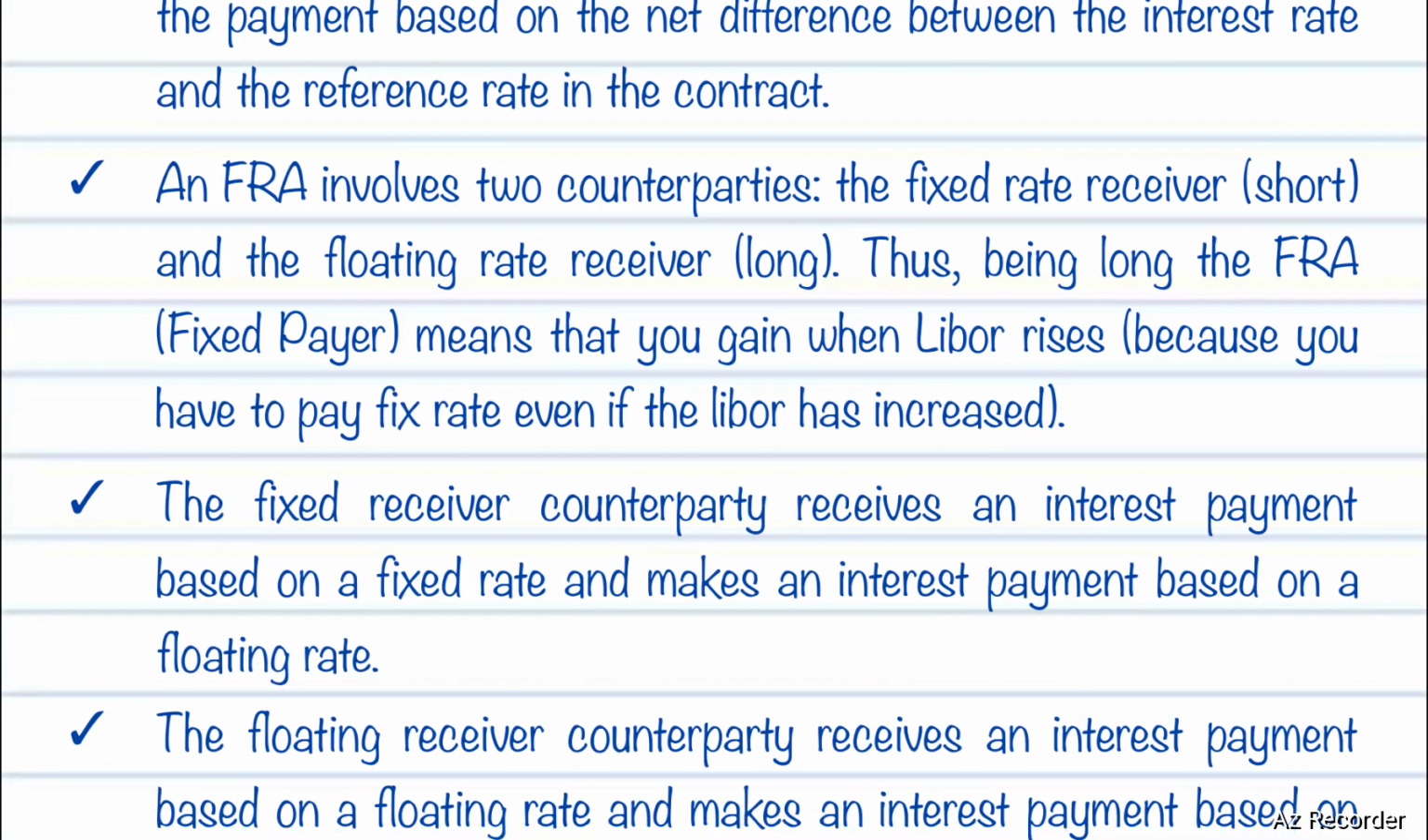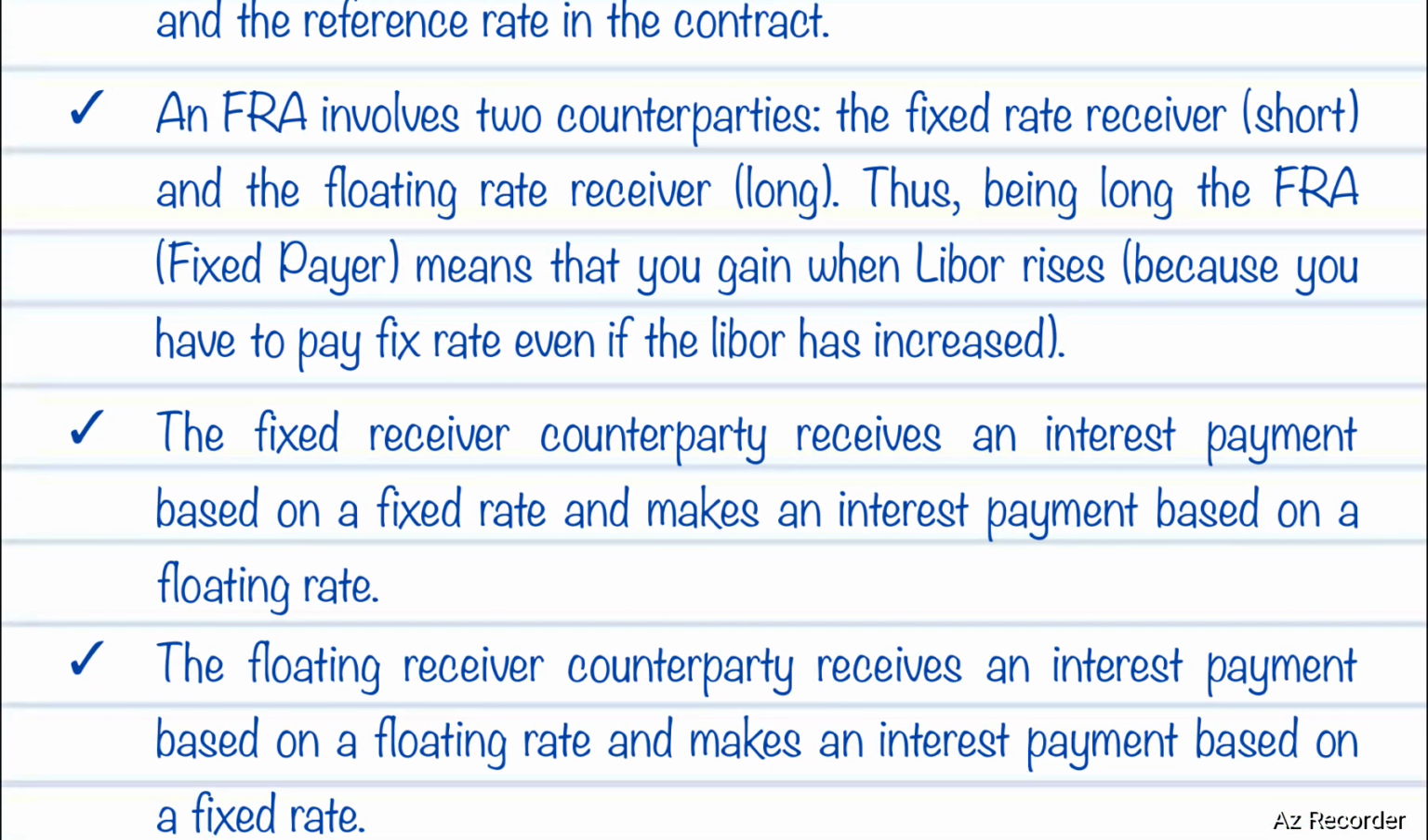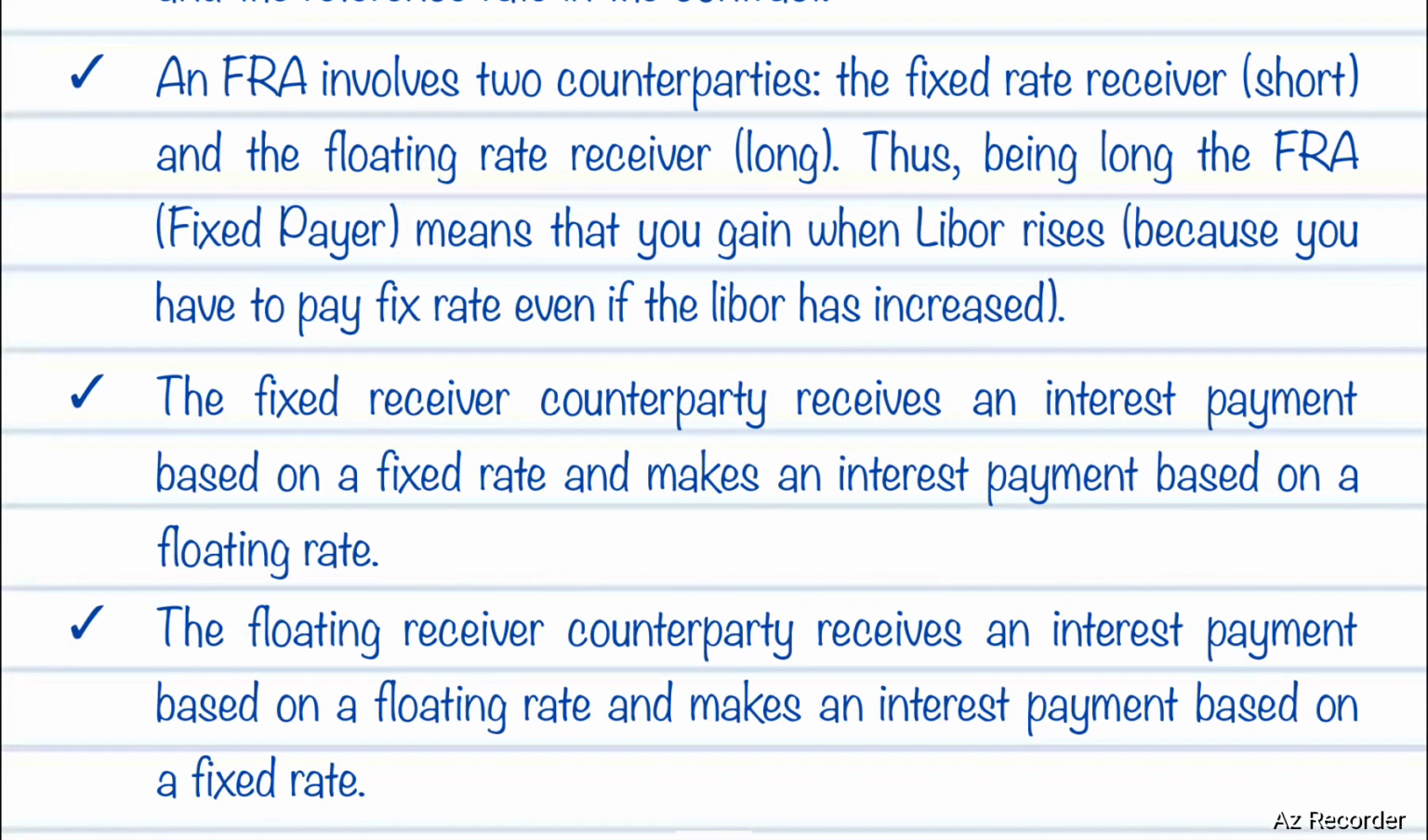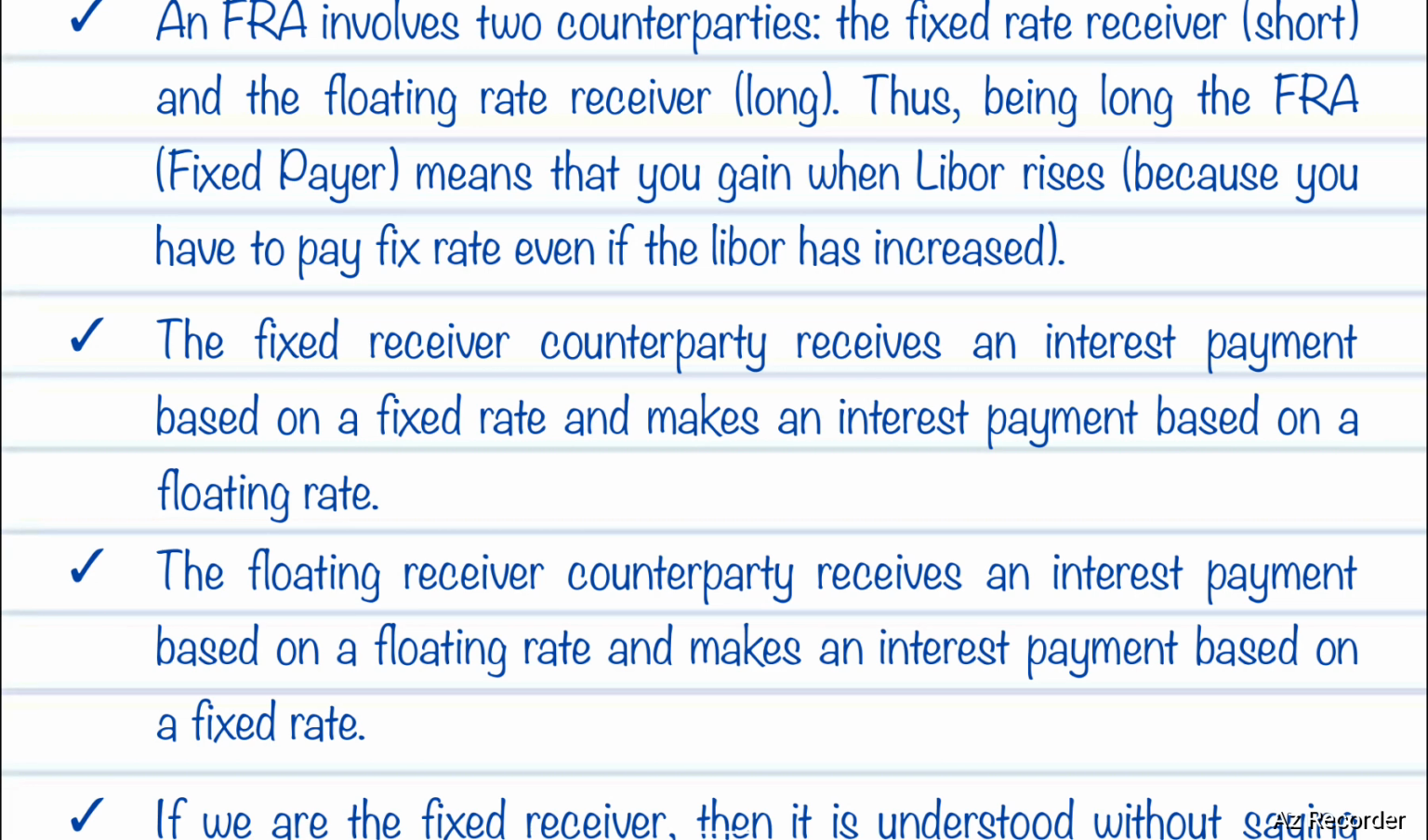An FRA involves two counterparties, the fixed rate receiver, that is short, and the floating rate receiver, that is long. Thus, being long the FRA, the fixed payer, means that you gain when LIBOR rises because you have to pay the fixed rate even if the LIBOR has increased.